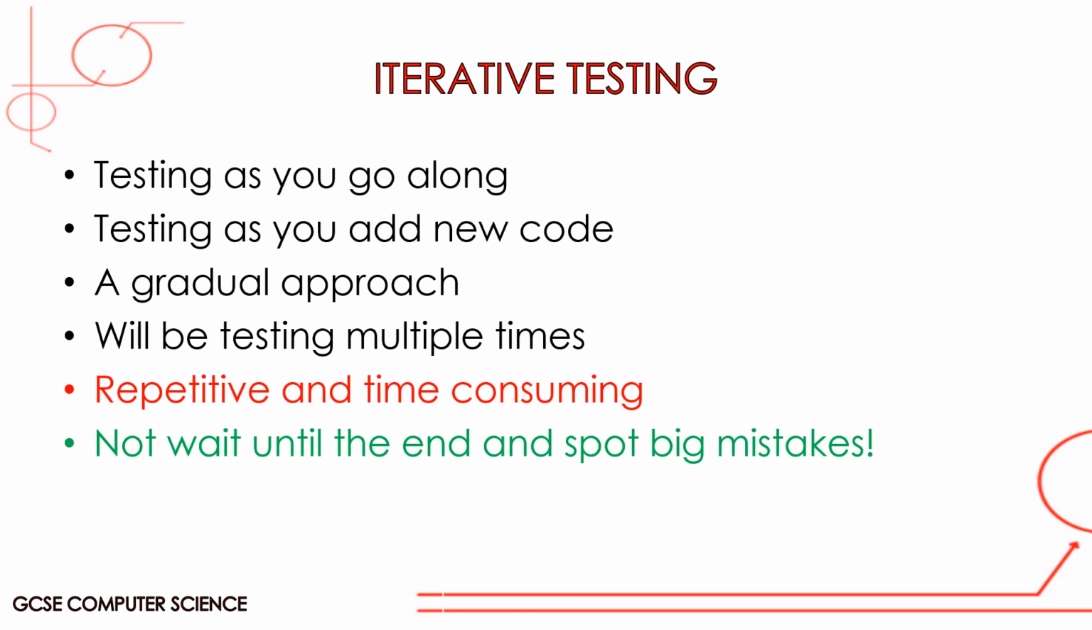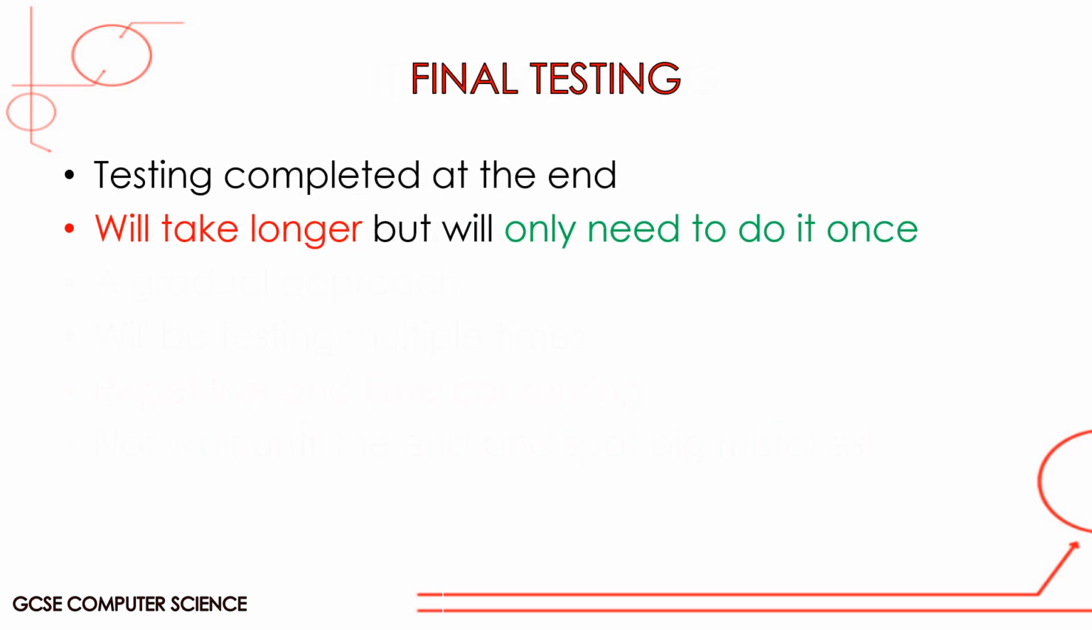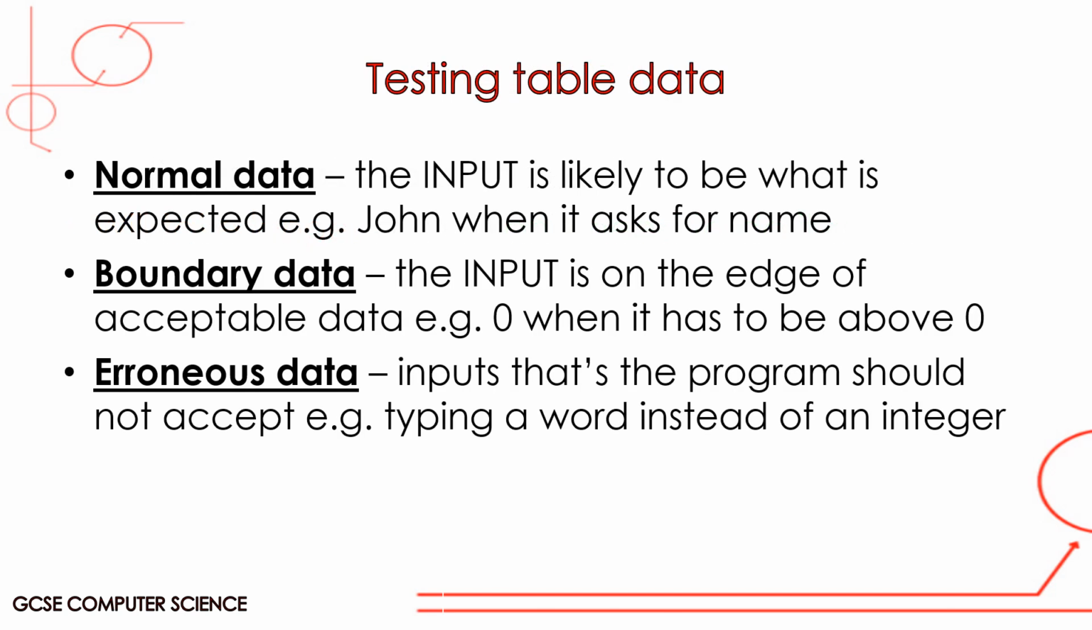There are two types of testing that you need to know. The first is iterative testing. This is testing as you go along. It's testing as you add new code. It's a gradual approach, and it means that you're going to test it multiple times. This can be repetitive and time-consuming, but it means that you're not going to wait until the end to spot any mistakes. Final testing is when you do the testing at the end of the project. Now this will take longer at the time, but you do only need to do it once.